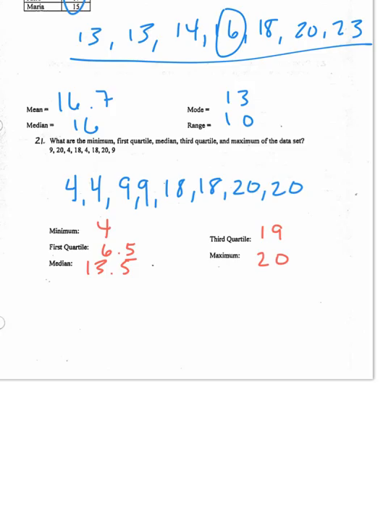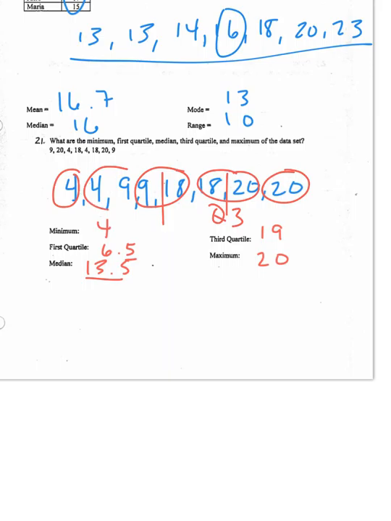And this last one, if I'm going to order them from least to greatest, and then find the median, which would be in between 18 and 9 here. So add 18 and 9, get 27, divided by 2, get 13.5. Minimum's 4, maximum's 20. And then in between 18 and 20 is quartile 3, which is 19. And in between 4 and 9 is quartile 1, which would be 6.5.